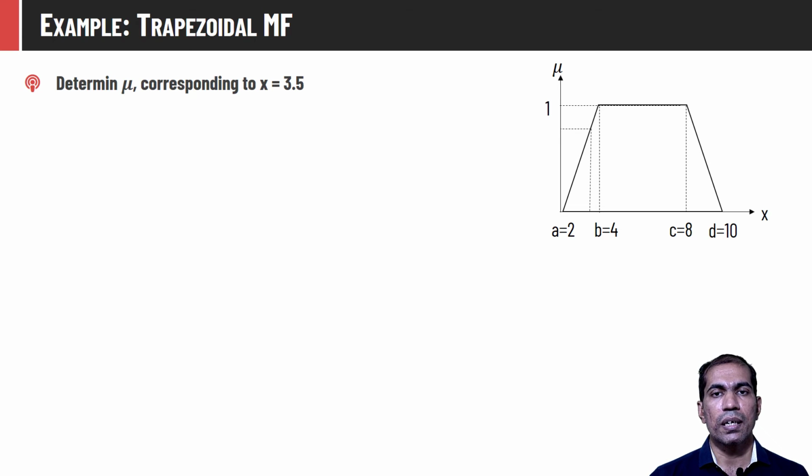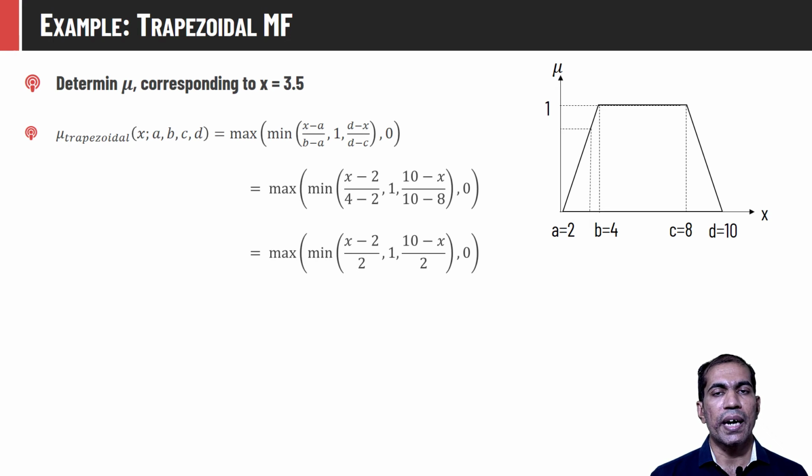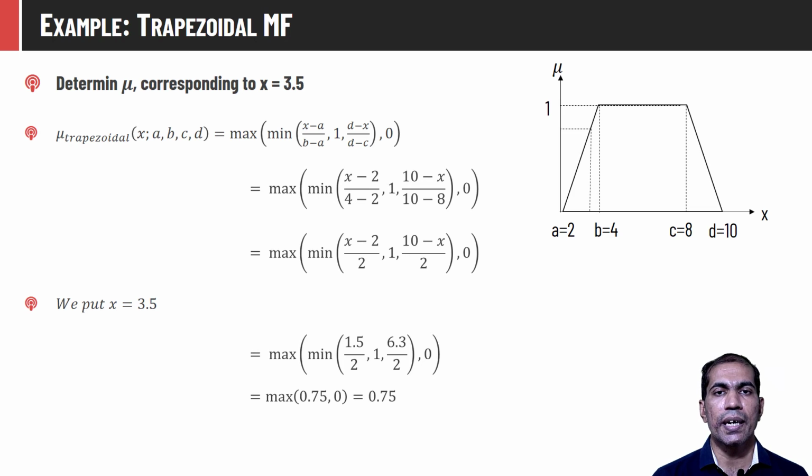Consider this trapezoidal membership function. We have to find out the membership value or the fuzzified value for crisp input x equal to 3.5. Put the values of all the necessary parameters of this trapezoid into the equation and simplify it. Put x equal to 3.5 in this equation. Solve it. So we will get membership value 0.75.